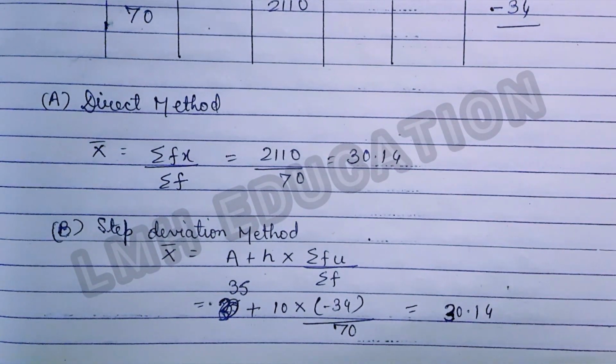So the first one is the direct method. In the direct method, you have to simply put sigma fx by sigma f. Sigma fx is 2110 and sigma f is 70. Just divide it and you will get the answer 30.14.